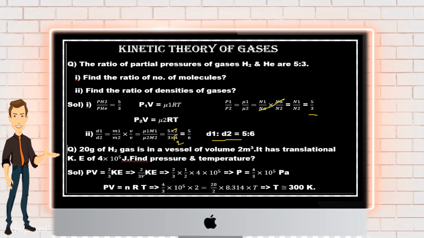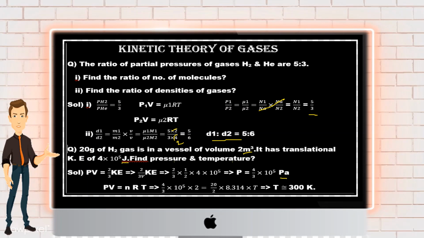Coming to the next question. 20 grams of hydrogen gas is in a vessel of volume 2 meter cube. It has a translational kinetic energy of 4 into 10 power 5 joules. Find the pressure and temperature. We know the formula PV equals 2 by 3 KE, kinetic energy. Rearranging, sending V to the other side, we get 2 KE by 3V. Substituting the values: 2 by 3 into 1 by 2, the volume is 2 meter cube, and the kinetic energy is 4 into 10 power 5 joules. Before substituting the numericals, check the units given for the constants. Then we get the pressure as 4 by 3 into 10 power 5 Pascal.